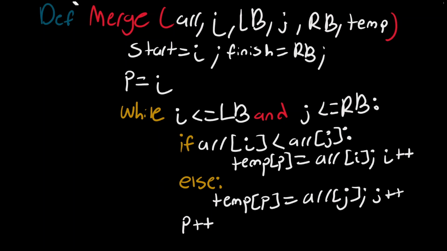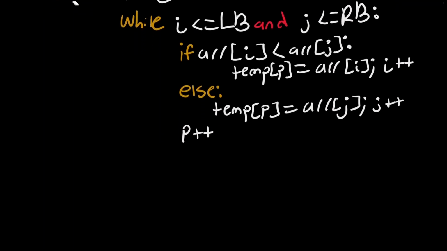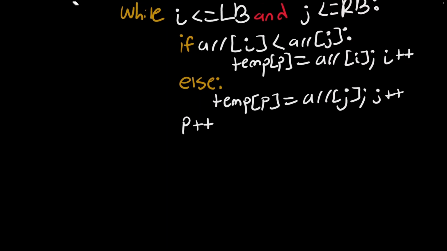So let's move down a little bit. So after this while loop, one of these is going to run out first. So this next condition here is going to catch when one of them runs out first. This is going to catch if j runs out first. So when i is less than or equal to lb, if j runs out first, then we just need to fill in the rest with the i.